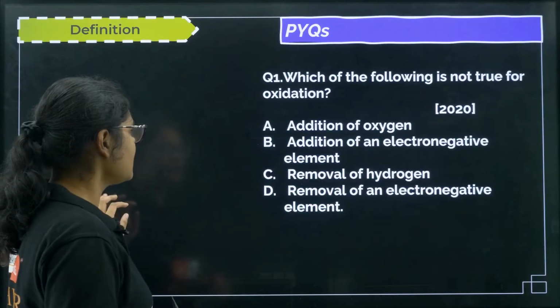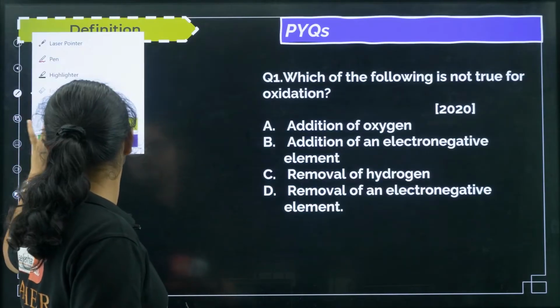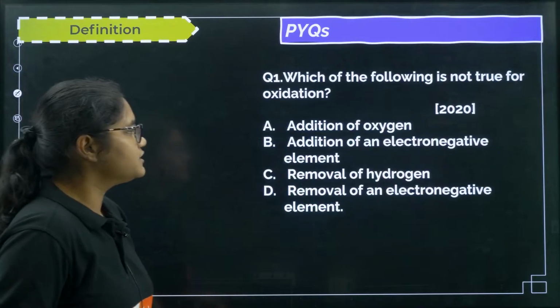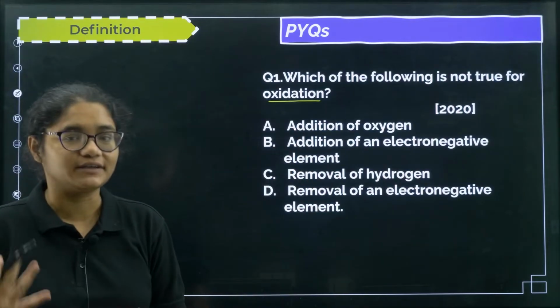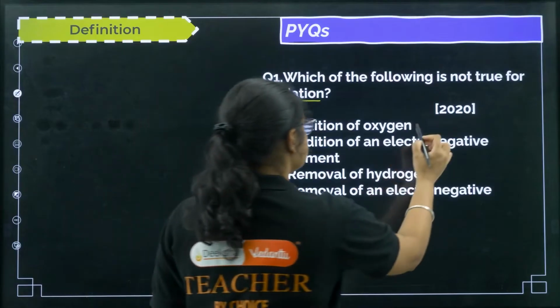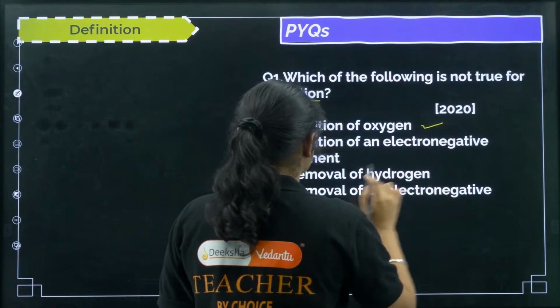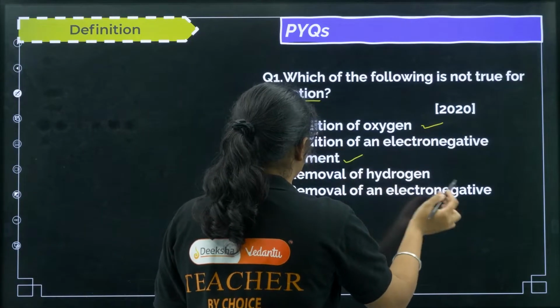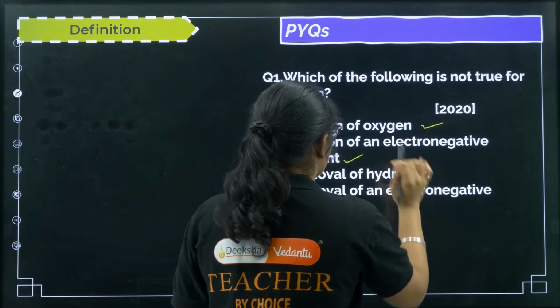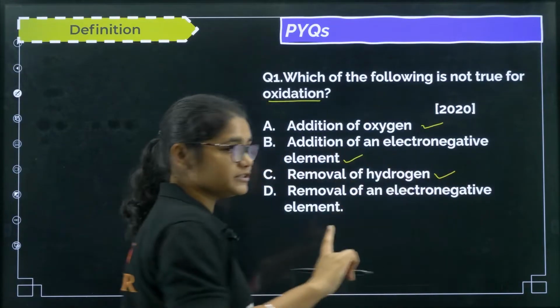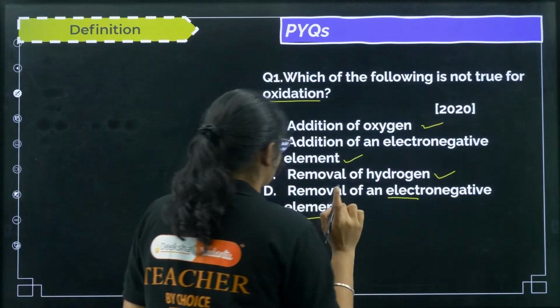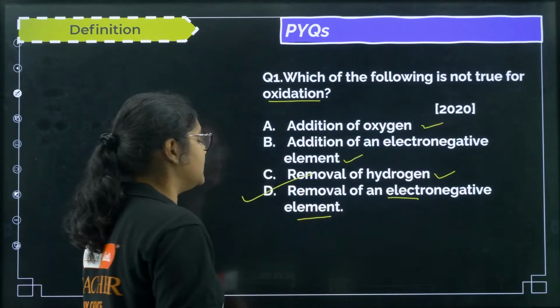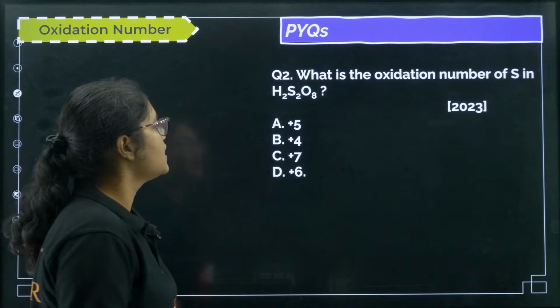Okay, fine. Now coming to this one. Which of the following is not true for oxidation? If you remember the oxidation definitions we have discussed, addition of oxygen is oxidation, addition of an electronegative element is also oxidation, removal of hydrogen is also oxidation, but removal of an electronegative element is reduction. So option D is the correct answer here.